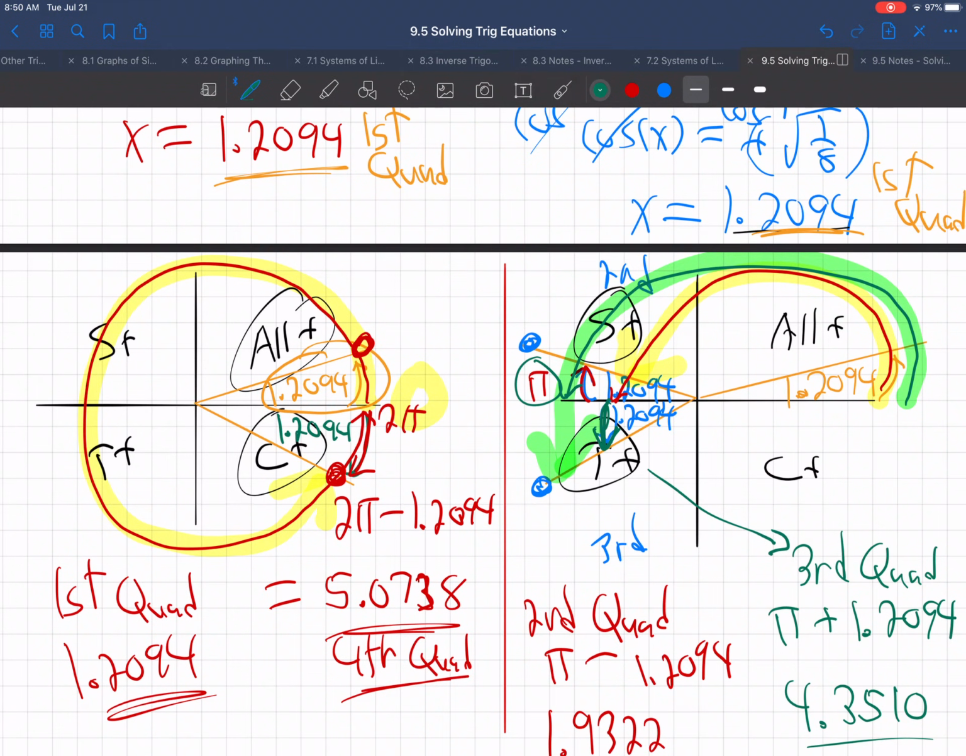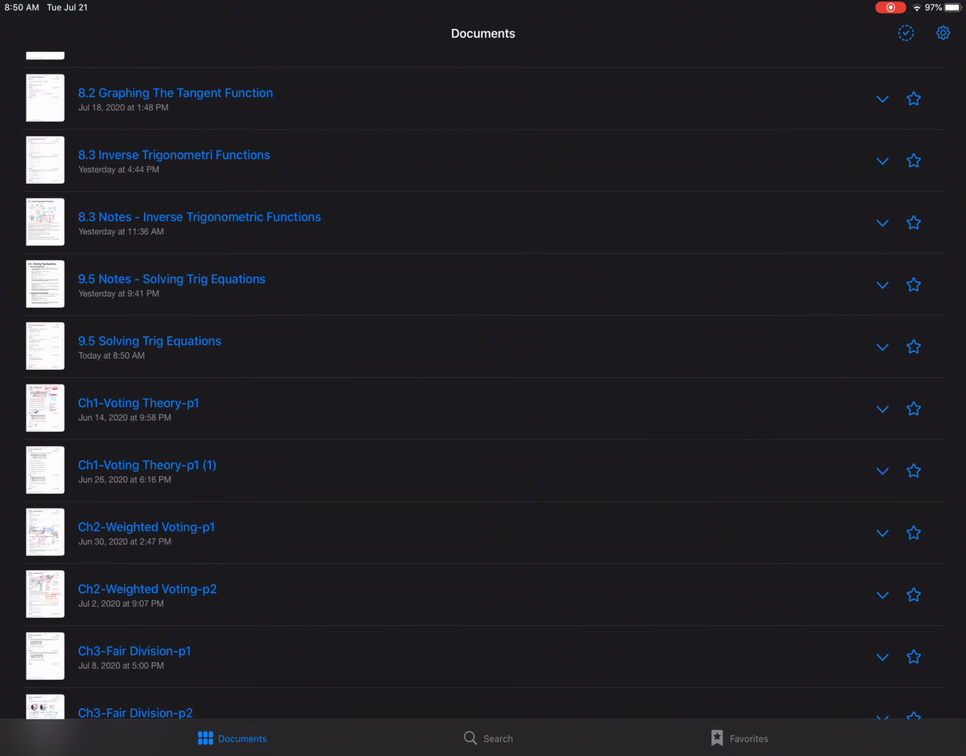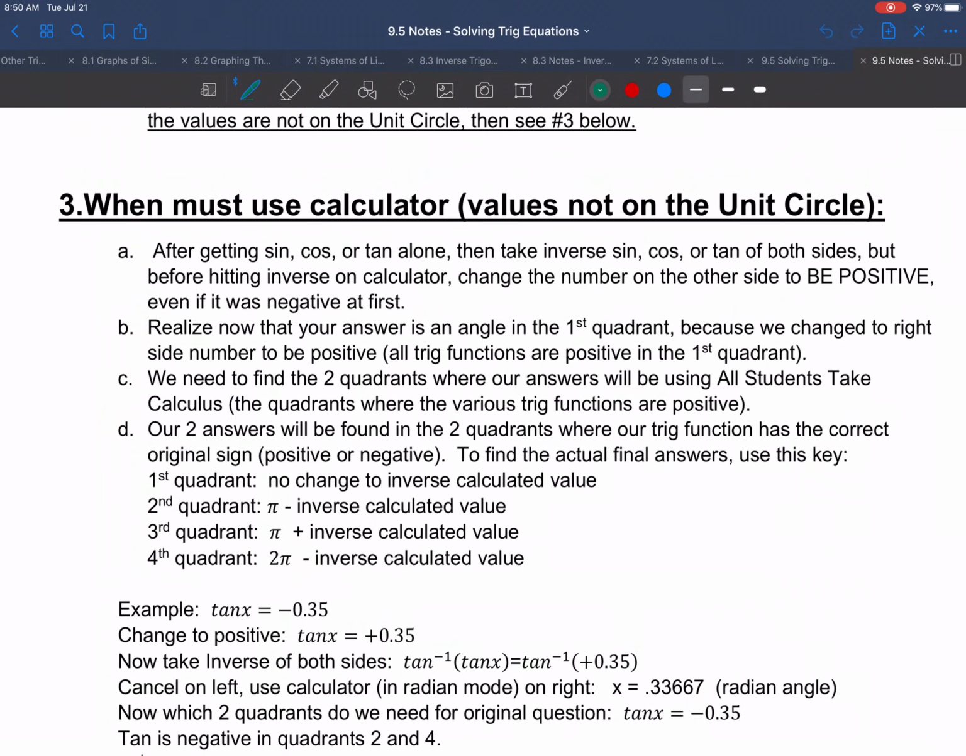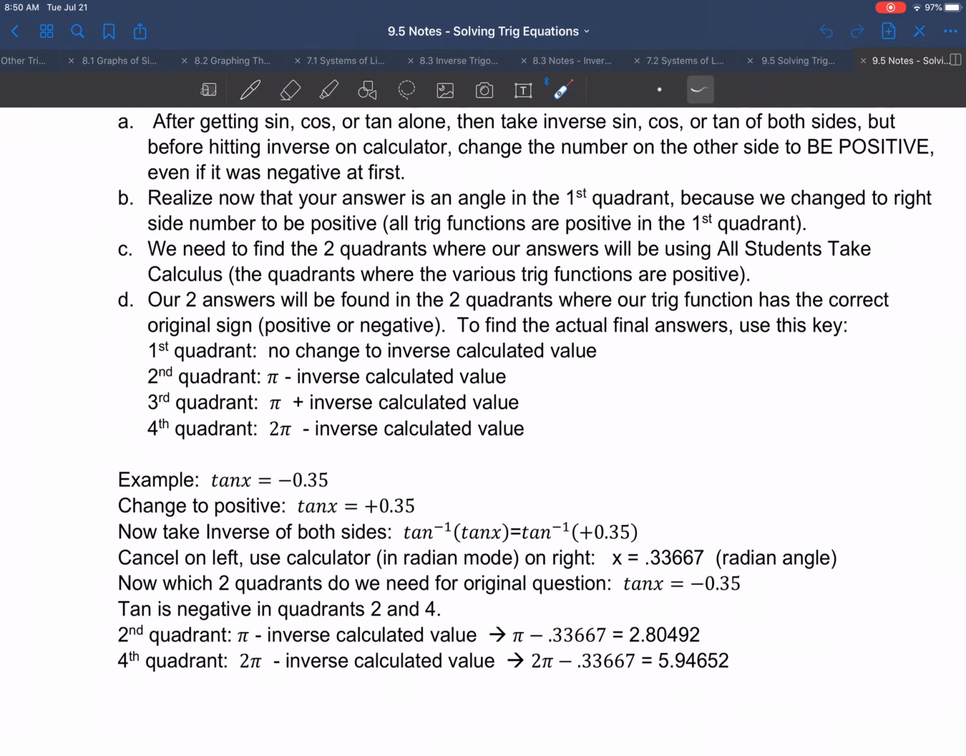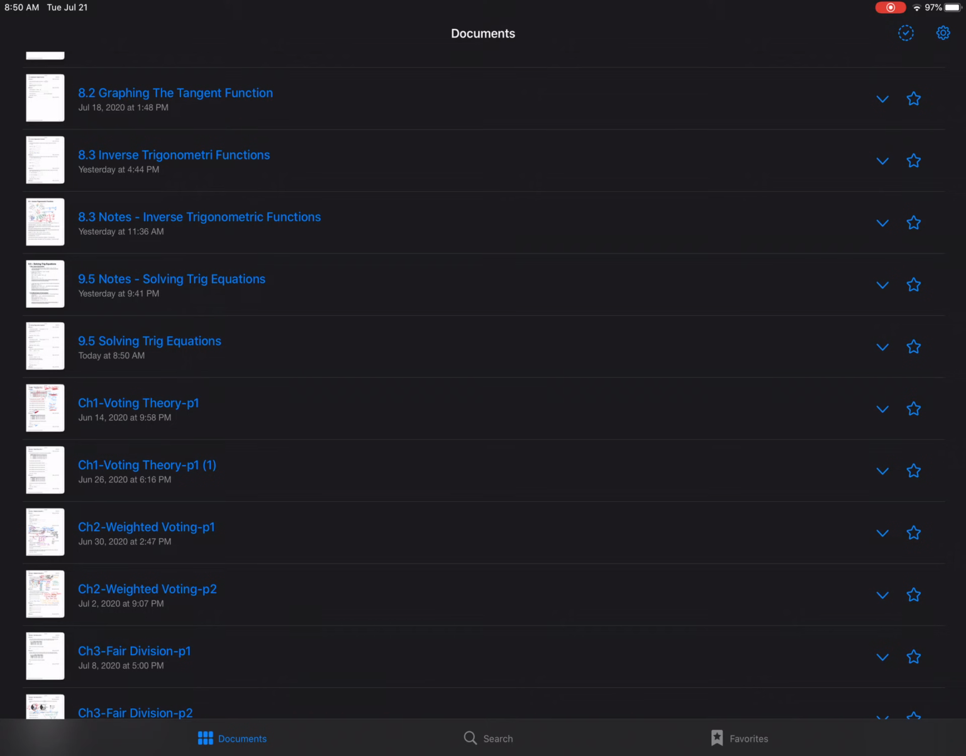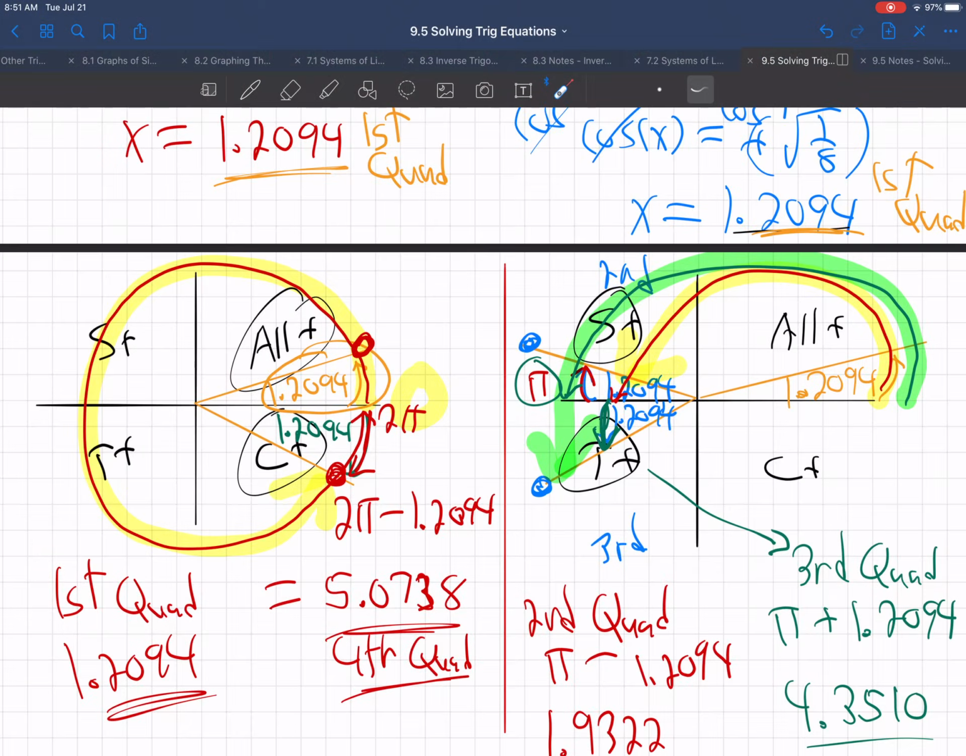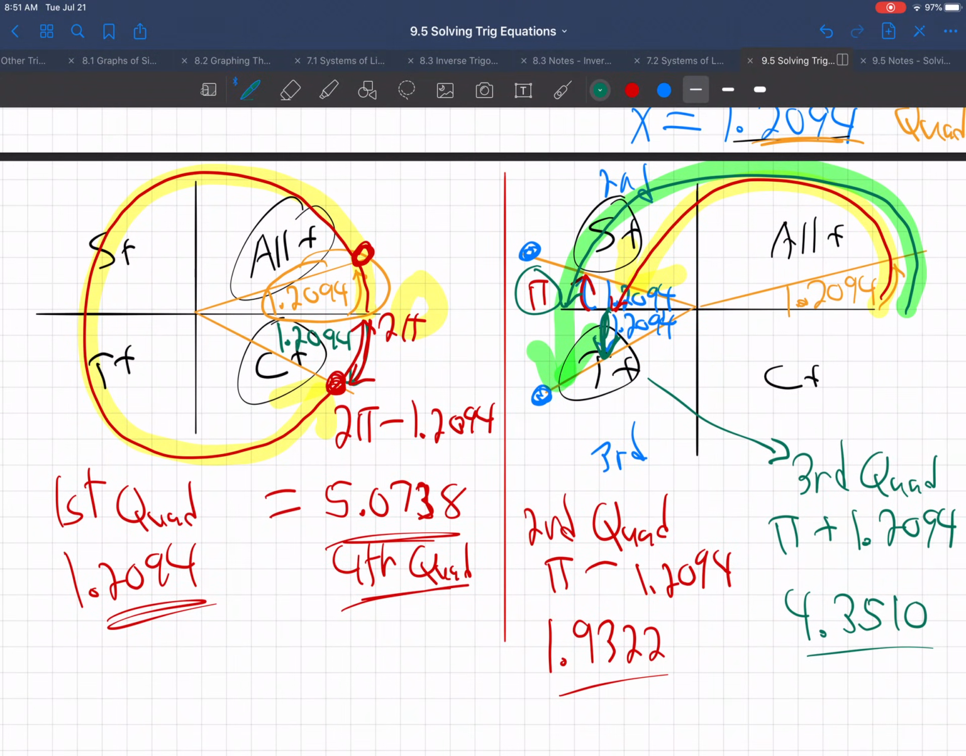And so we found, now those formulas are all right here. You don't have to memorize them or anything. See, there they are. They're telling you, we need to find the two quadrants using All Students Take Calculus, and then your two answers in the two quadrants, and there's how you do it. If you're in the first quadrant, no change. If you're in the second, pi minus your answer. Third, it's pi plus. Fourth, it's 2 pi minus. We just did all those, and there's an example in which I'm walking you through it. All right. So we found all four of those are answers then.